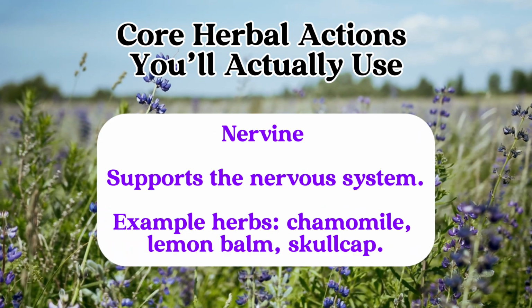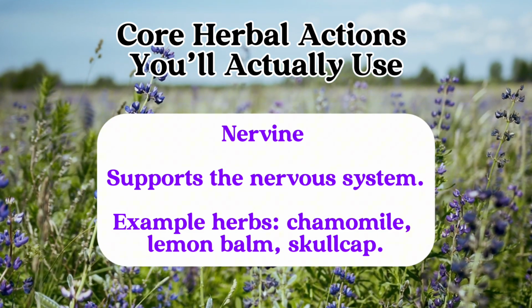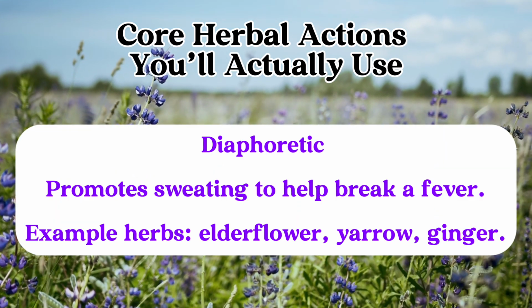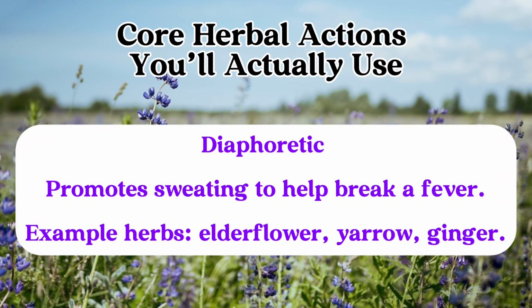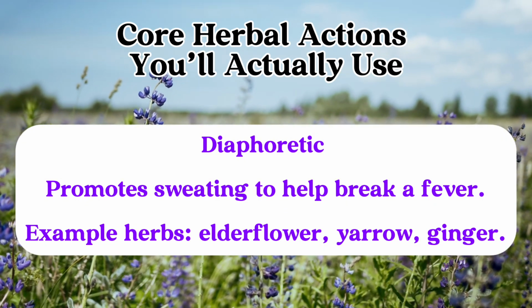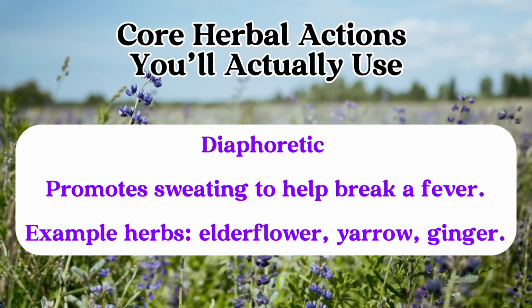A nervine supports the nervous system. An example of this is chamomile, lemon balm, or skullcap. Real life use, swap your doom scrolling for a cup of lemon balm before bed. Diaphoretics promote sweating to help break fevers. An example of this is elderflower, yarrow, or ginger. Real life use, when you're feeling feverish, a hot cup of yarrow tea can help your body release heat naturally.